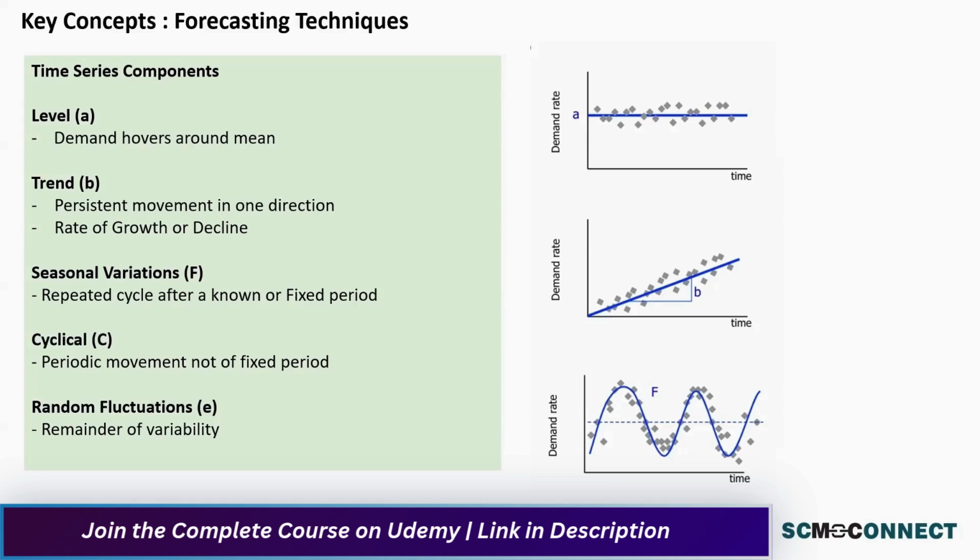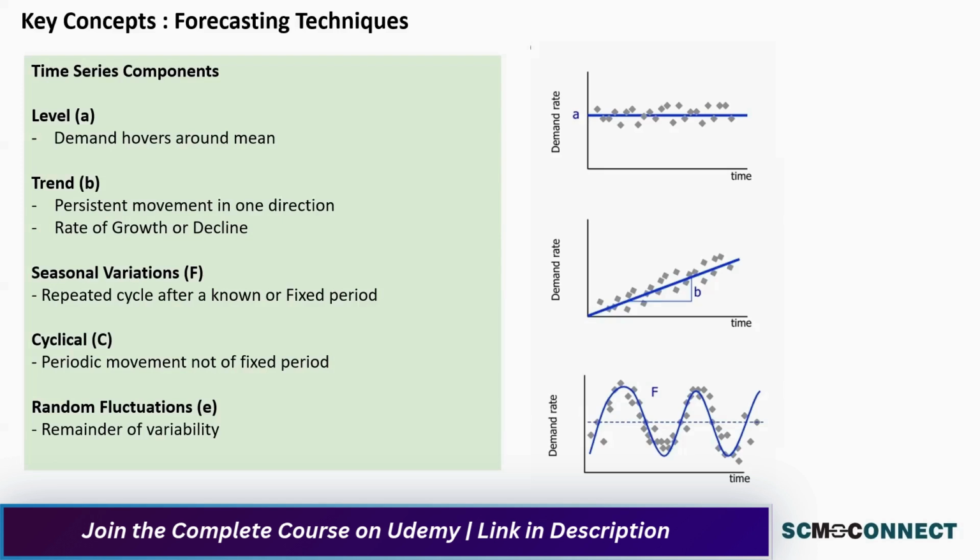Then we have cyclical. Cyclical और seasonal में फर्क ये है कि seasonal is after a fixed period. Now cyclical is periodic movement, not a fixed period. So for example, oil demand. Oil की demand जो है is dependent on so many other external factors and not just purely consumption. So it is not seasonal, but it is cyclical. Demand for automotive, passenger cars or those kind of products is also cyclical. So there are certain product categories which may be cyclical, which may not be seasonal, right?